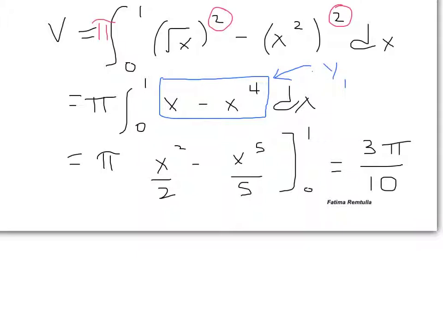I will get 3 over 10 as an answer. You'll actually get 0.3, and then remember to multiply by pi. So very simple and very straightforward.